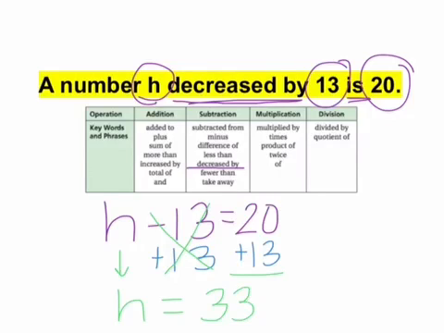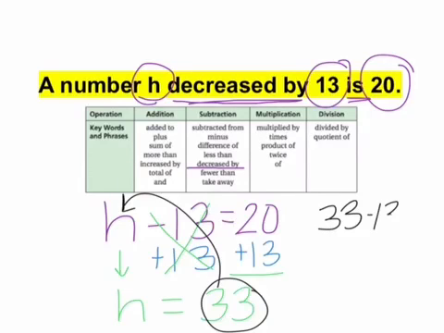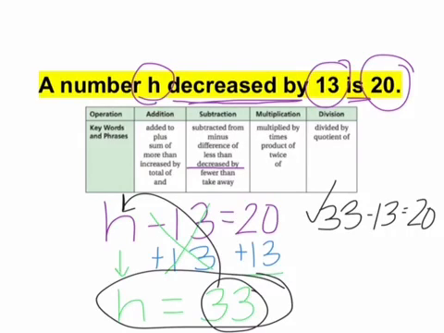In order to check our answer, we're going to want to make sure that we substitute back in the answer for our variable. So let's take this 33 and plug it back in for the h in our original problem. Does 33 minus 13 equal 20? Yes, it does. So our answer is correct, that h equals 33.